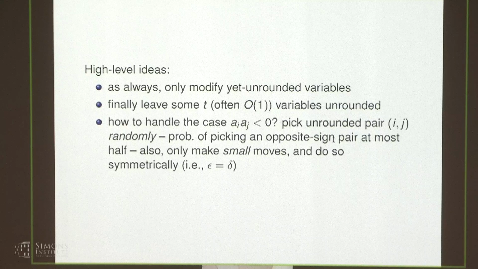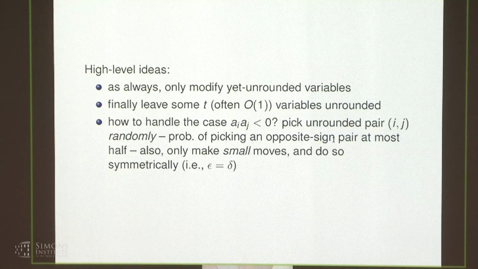And how do we handle the case where a_i and a_j are of opposite signs? Here is a natural idea. Once again, remember, we are only interested in the yet unrounded variables, so throw out everything that's been rounded to 0 or 1. Of the remaining unrounded variables, suppose there are 20 of them, just pick a pair at random. The probability of choosing an opposite sign pair is at most a half, and that will happen when they are balanced as 10-10. If there are 10 positive and 10 negative a_i, then if you pick a pair at random, the probability that you pick opposite signs is a half.